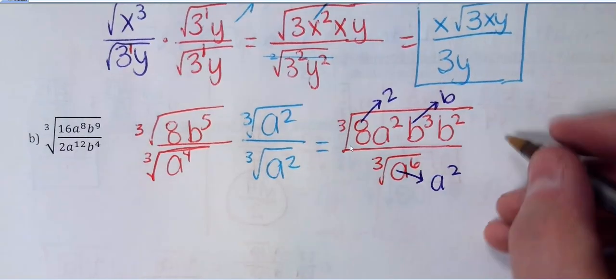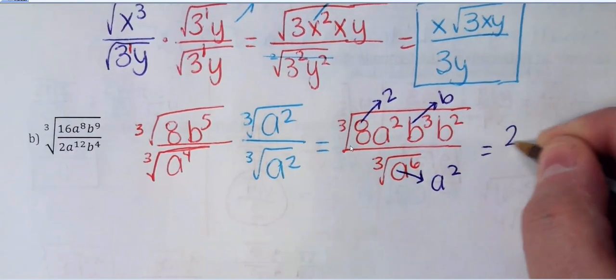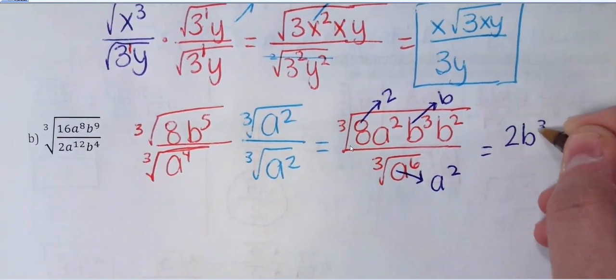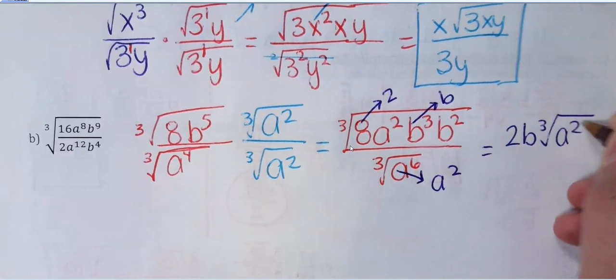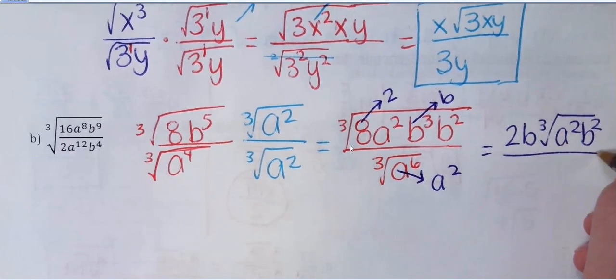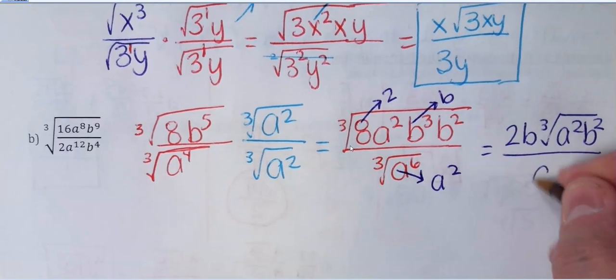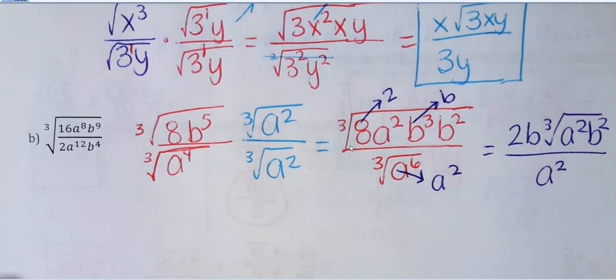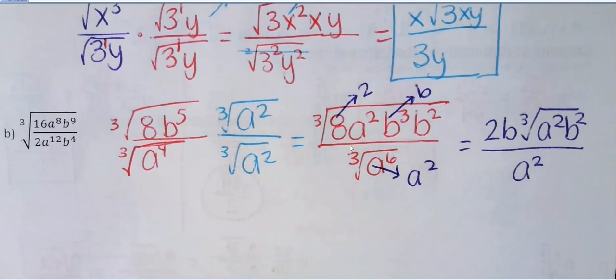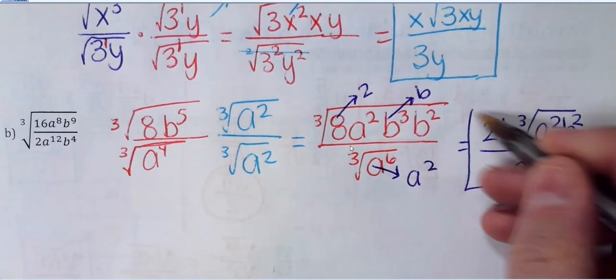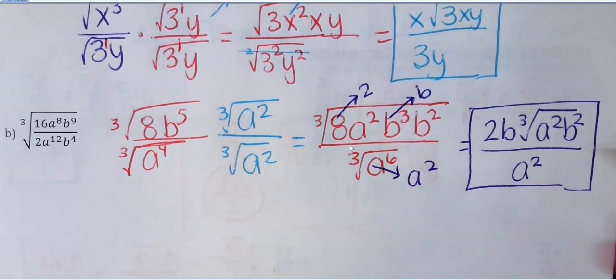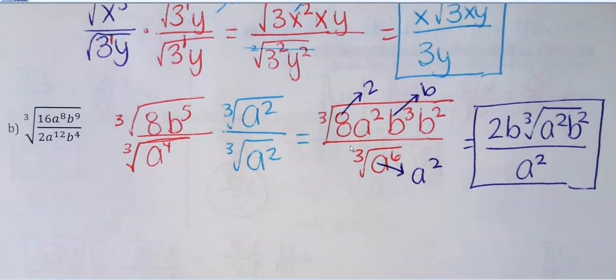So my answer here, on the top, you'd have 2b, and then cube root a squared b squared, which doesn't simplify under a cube root, and the bottom would be a squared. Nothing else cancels out or reduces. And again, I know it's tempting, but don't cross the a squareds out, because the top has a cube root, and the bottom does not have a root anymore at all. That's the point of doing the problem.